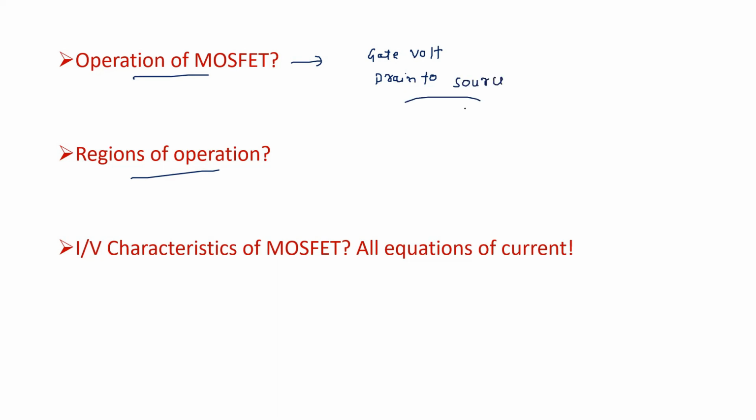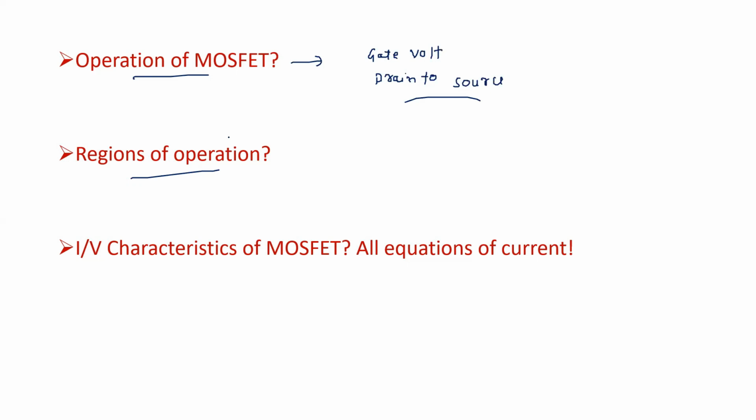Drain to source voltage for current flow. This is under the operation of MOSFET. And now the regions of operation. Regions of operation we know: cutoff region, saturation region, or triode region, basically called the active region in terms of BJT. So this is here the triode region.